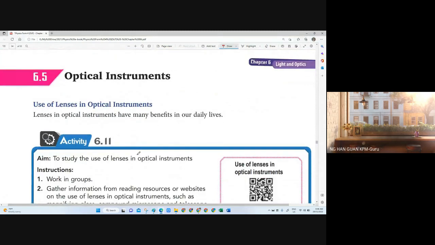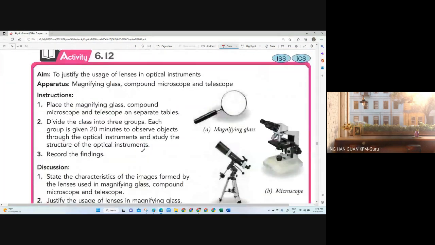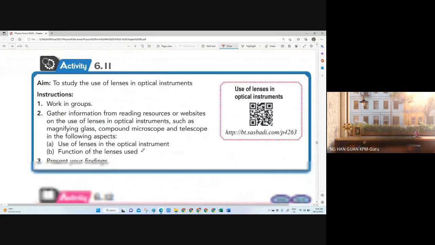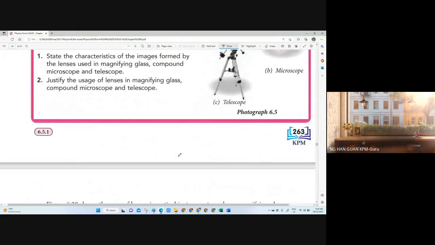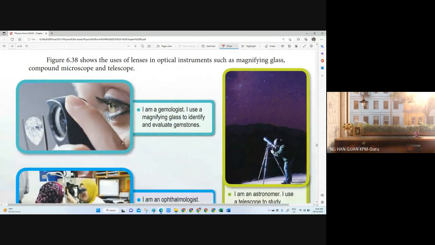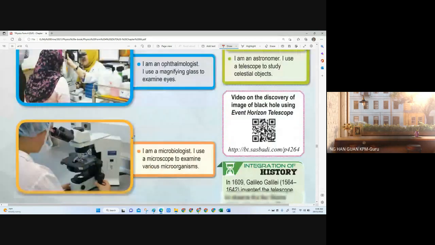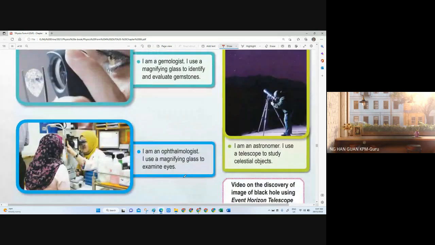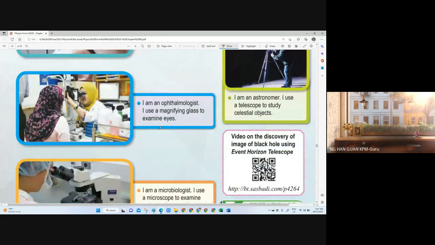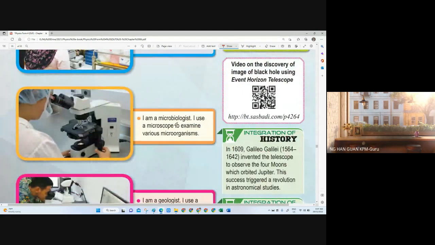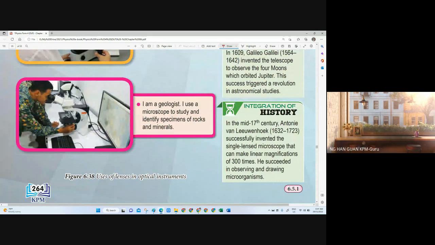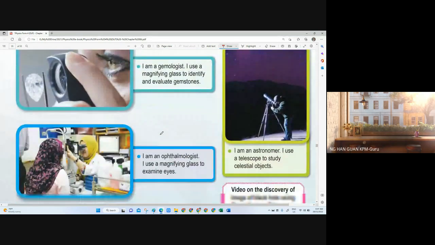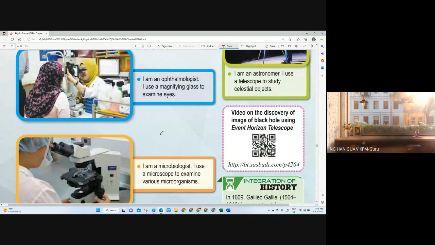So now the next one, optical instruments. I'm not going to go through it in detail, so basically you need to read by yourself all this information that lets you know the occupations related to the lenses and optical instruments in our careers. It just tells you: I'm the gemologist, I'm the astronomer, I'm the ophthalmologist, I'm the microbiologist, I'm the geologist.